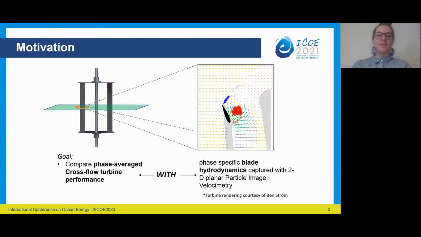So much of the work up until this point that has actually compared turbine flow features to turbine performance has been done on a time averaged basis. And this type of analysis fails to directly compare the crossflow near blade hydrodynamic features in the flow to their impacts on turbine performance. And that type of analysis is essential for better understanding of blade fatigue, for being able to develop better blade designs and control strategies. So that's the overall goal of this project, to directly compare the phase average flow features with the phase average performance forcing.